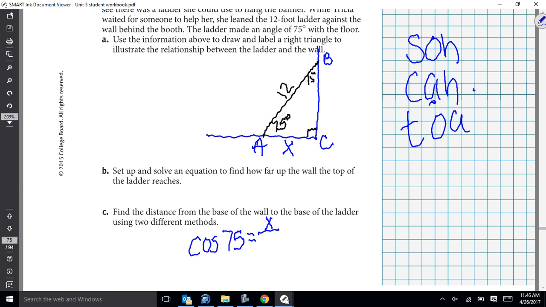And what's our hypotenuse? All right, so now we want to get x by itself. We're going to multiply by 12. So we have 12 cosine of 75. So how far away is she from the wall?